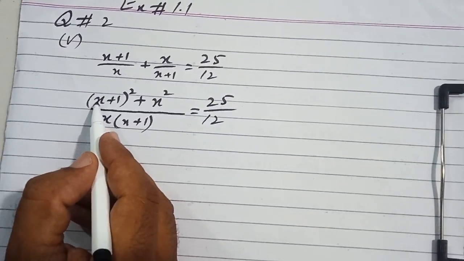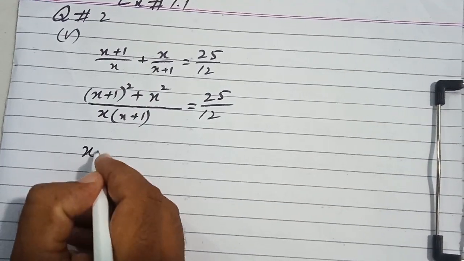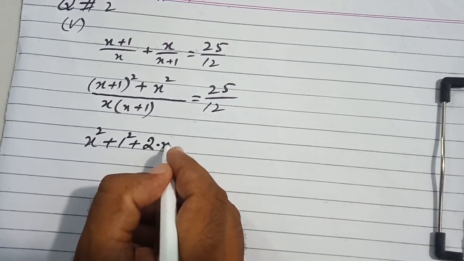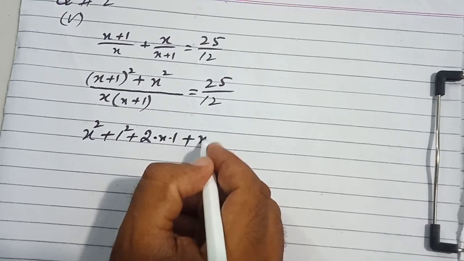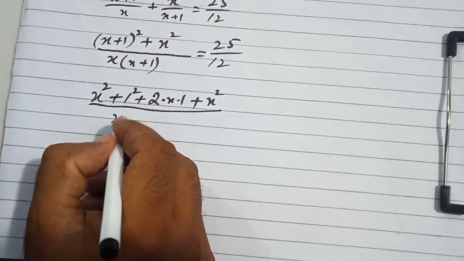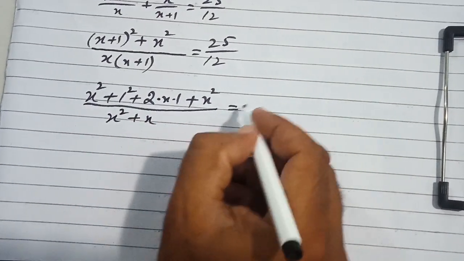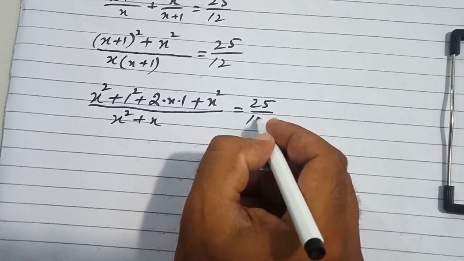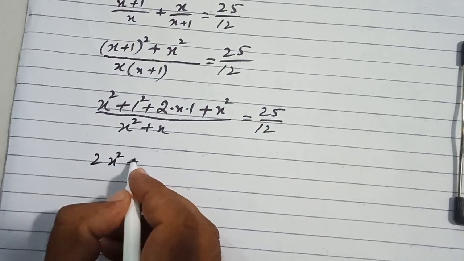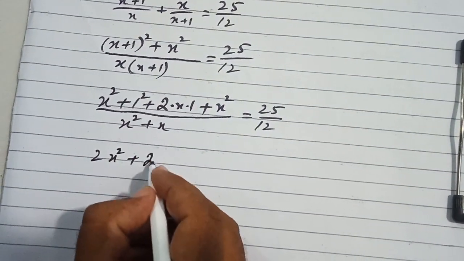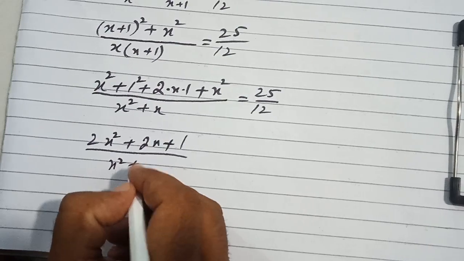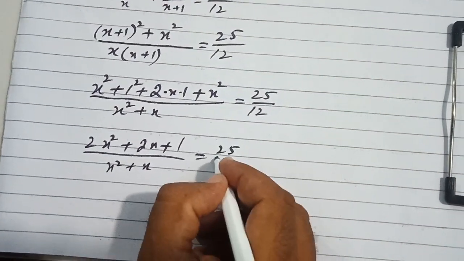As it is the first identity, a plus b whole square, so I will write a square, that is x square, plus b square, that is 1, plus 2ab, a is x and b is 1, plus this x square is written as it is, and in the denominator this x will be multiplied with both the terms, and we will get x square plus x is equal to 25 over 12. So simplify the numerator: x square plus x square means 2x square, plus 2 into x into 1 means 2x, plus 1 square means 1, over x square plus x is equal to 25 over 12.